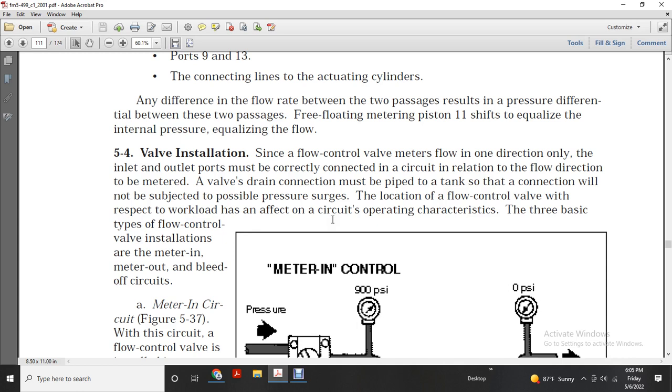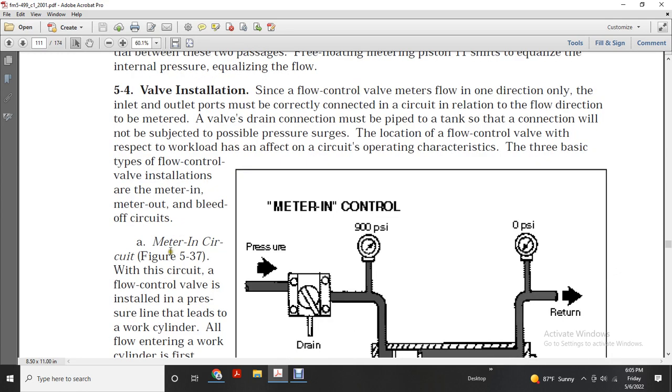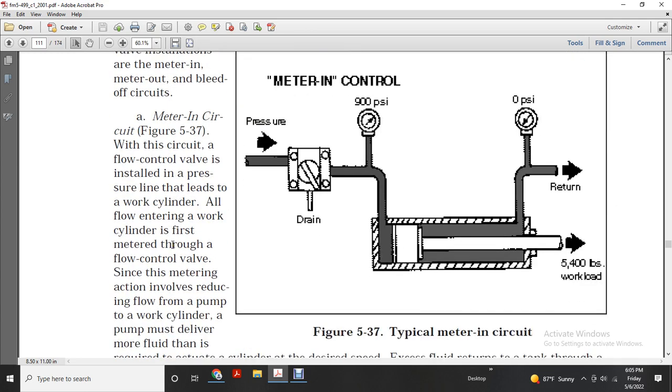The possible pressure depends on the location of the flow control valve with respect to the workload. The three basic types of flow control valve installation are meter in, meter out, and bleed off circuits. Meter in circuits, Figure 537: the circuit has the flow control valve installed in the pressure line that leads to the work cylinder.